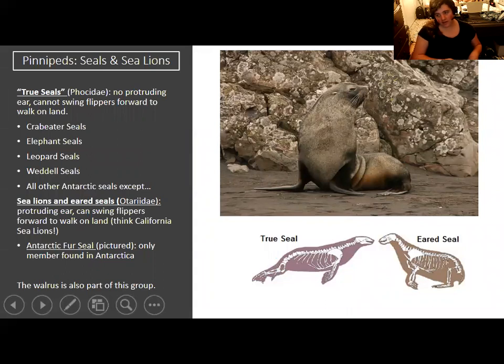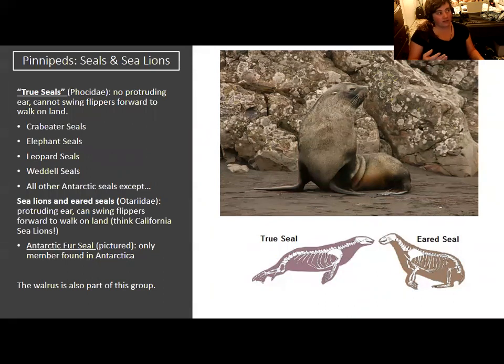Speaking of, now going on to the marine mammals, we don't have any land mammals surviving in Antarctica today, but we have many marine mammals like the pinnipeds. That's the group that includes seals and sea lions, as well as the Arctic walrus. Seals, sea lions, and the walrus are the 3 separate groups of pinnipeds. The walrus is the only living member of its group. We don't have walruses in the Antarctic.